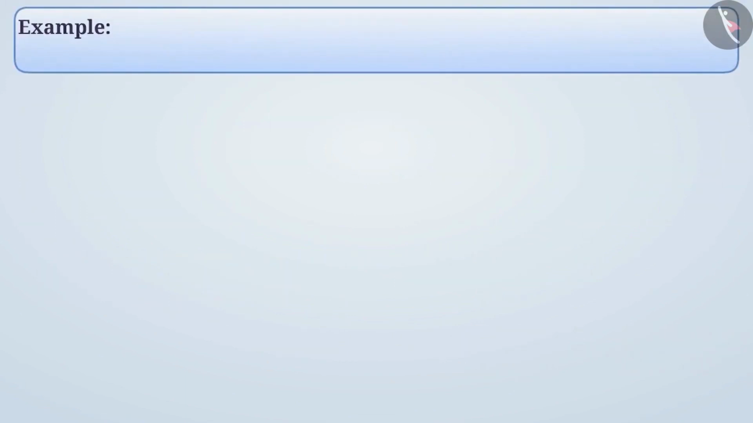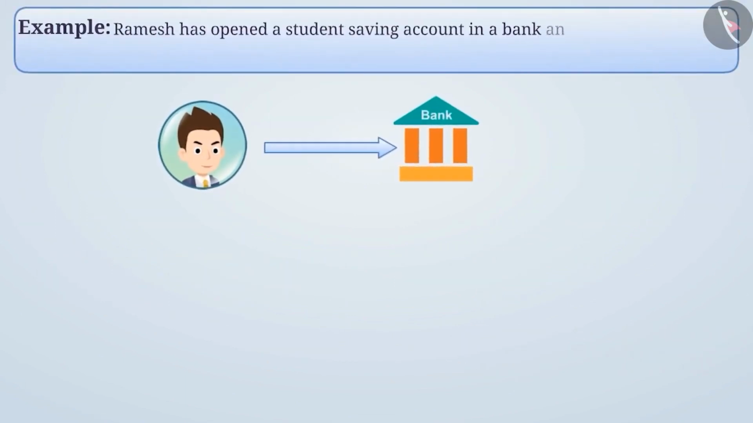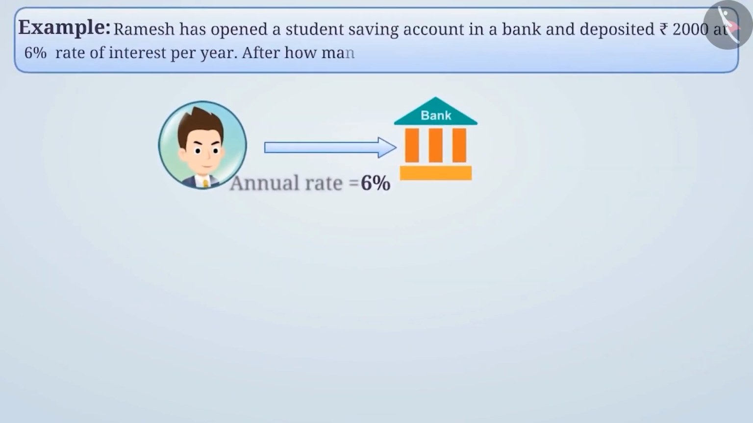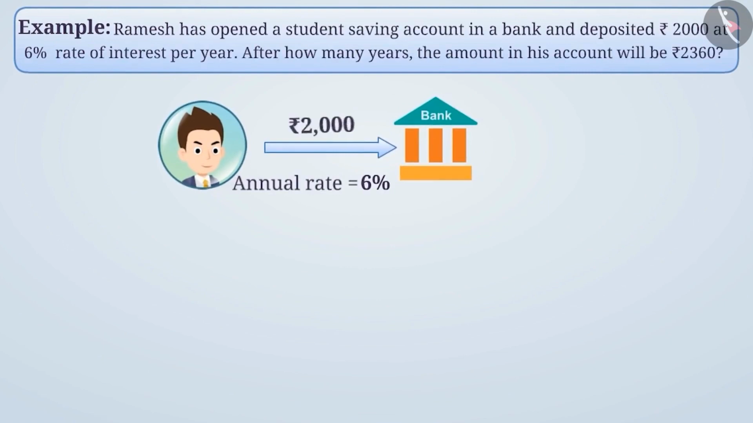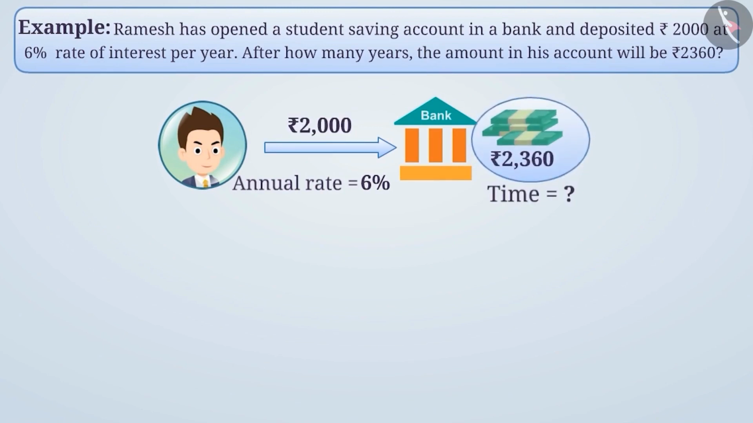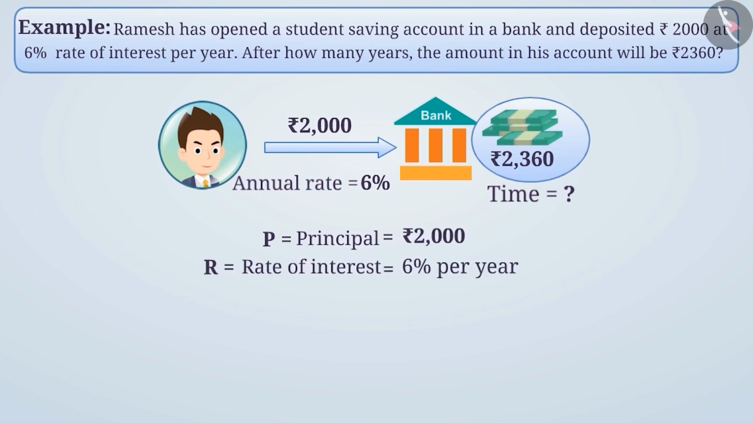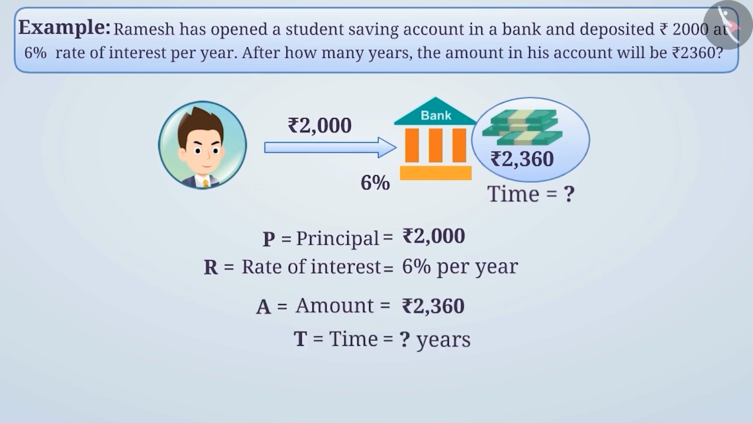Example 3. Ramesh has opened a student savings account in a bank and deposited rupees 2,000 at 6% rate of interest per year. After how many years will the amount in his account become rupees 2,360? Here, P or the principal is equal to 2,000 rupees. Our rate of interest is 6% per year. A, the amount is equal to rupees 2,360 and we have to find out the time.